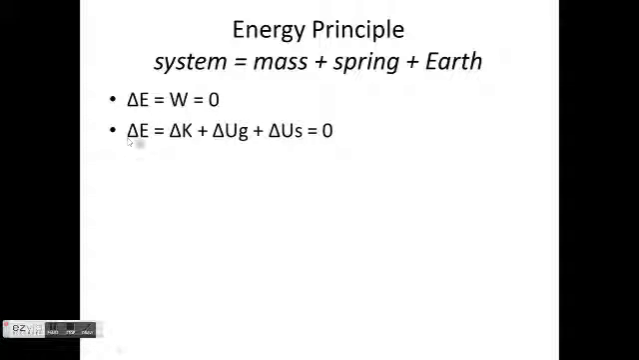The change in E, or the change in energy of the system, is equal to the change in all of the individual energies that are acting on the system, including the change in kinetic energy plus the change in gravitational potential energy and the change in the spring potential energy. And we know that adding all of these up is equal to 0 for our system.